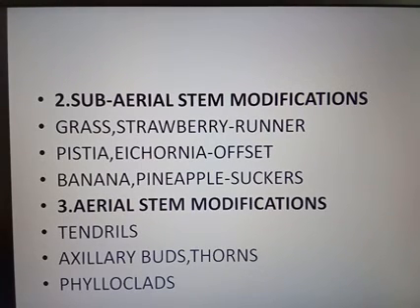Aerial stem modifications serve various purposes. The first one is the tendril. Tendrils seen in cucumber and pumpkin are modifications of the axillary buds. But in the case of grape, the grapevine tendril is a modification of the apical bud. Tendrils seen in gourds like cucumber, pumpkin and watermelon are modifications of the axillary buds, and in the grapes, the grapevine is an example of the apical bud.